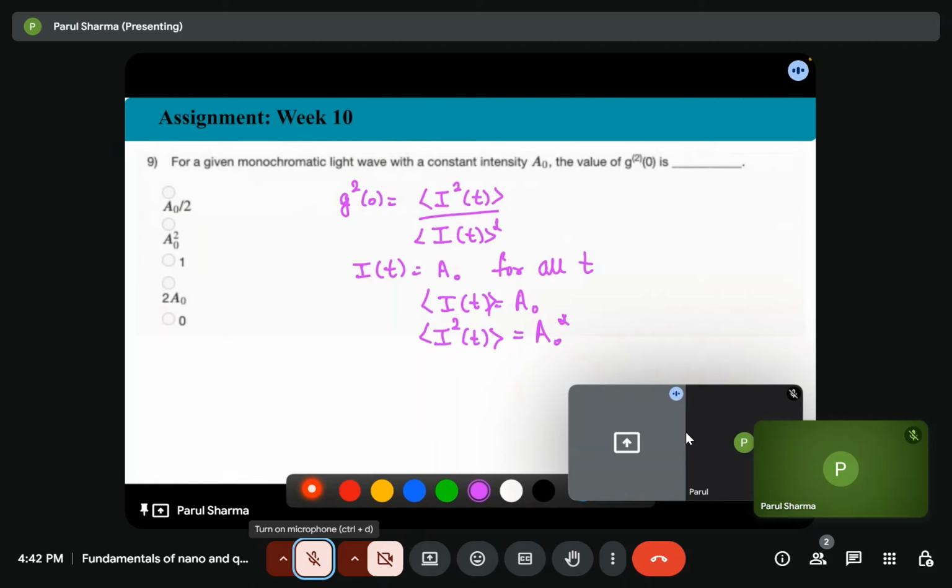So g2(0) is equal to I naught squared by I naught squared. It is 1. So the correct answer is, for a given light, if it is of constant intensity, then g2 is 1.